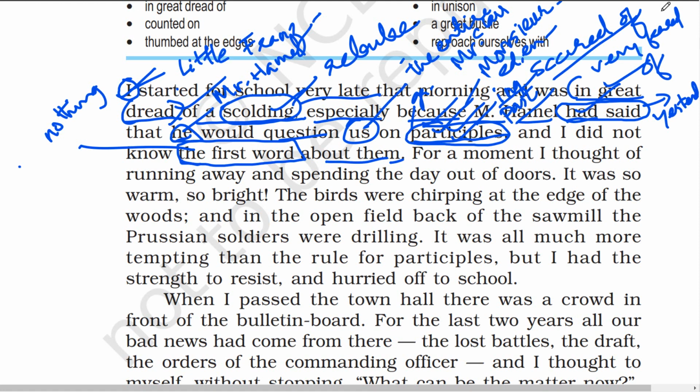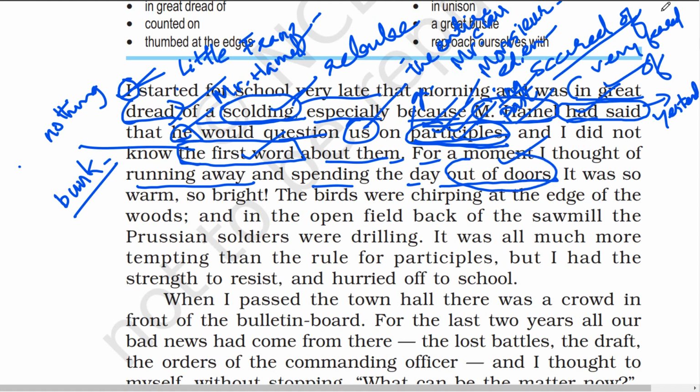For a moment, I thought of running away and spending the day out of doors. Because of this inconsistency in him, because he was not sure about the rules of participles, and his master, Monsieur Hamel, would definitely ask a question on participles. And he did not know even the very first word about them. Because of this, for a moment, he thought of running away. Running away means to bunk the class, to run away from the present class and spend the day out of doors.